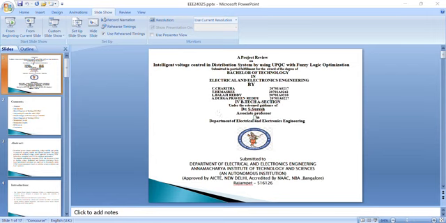Our project title is Intelligent Voltage Control in Distribution System by using UPQC with fuzzy logic optimization. Our project guide is Dr. S. Suresh sir.